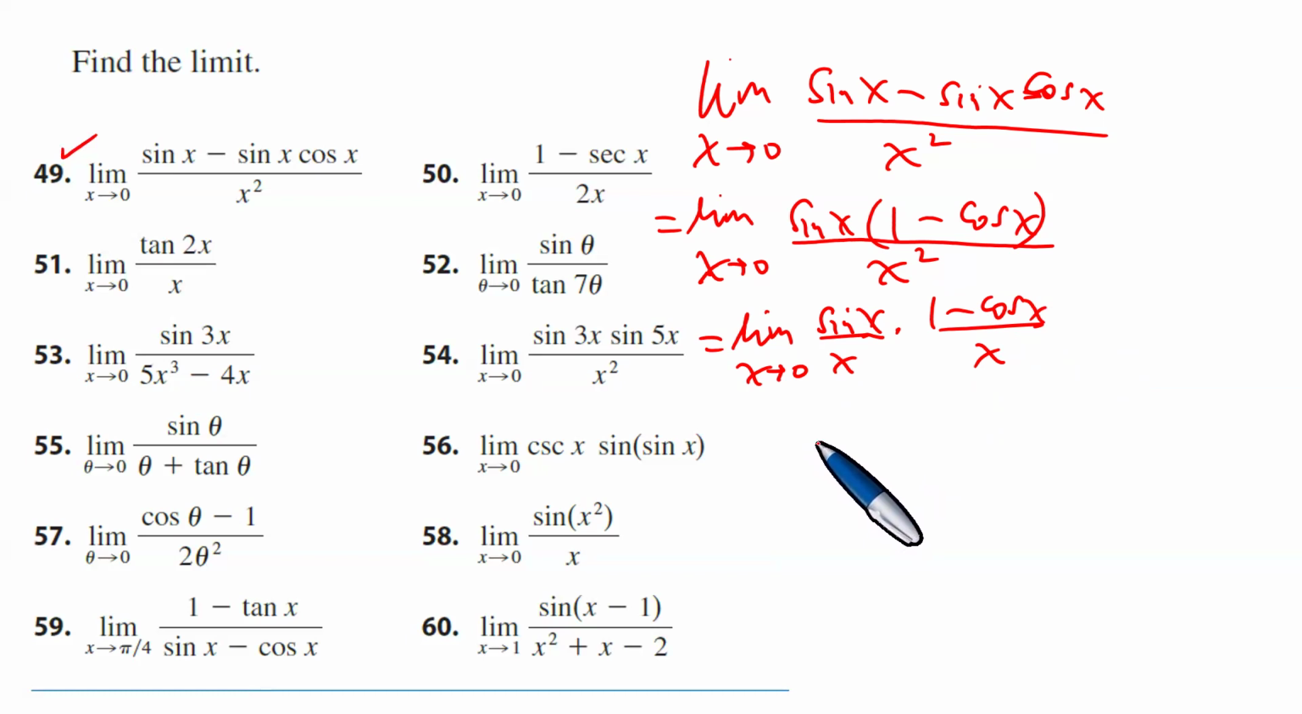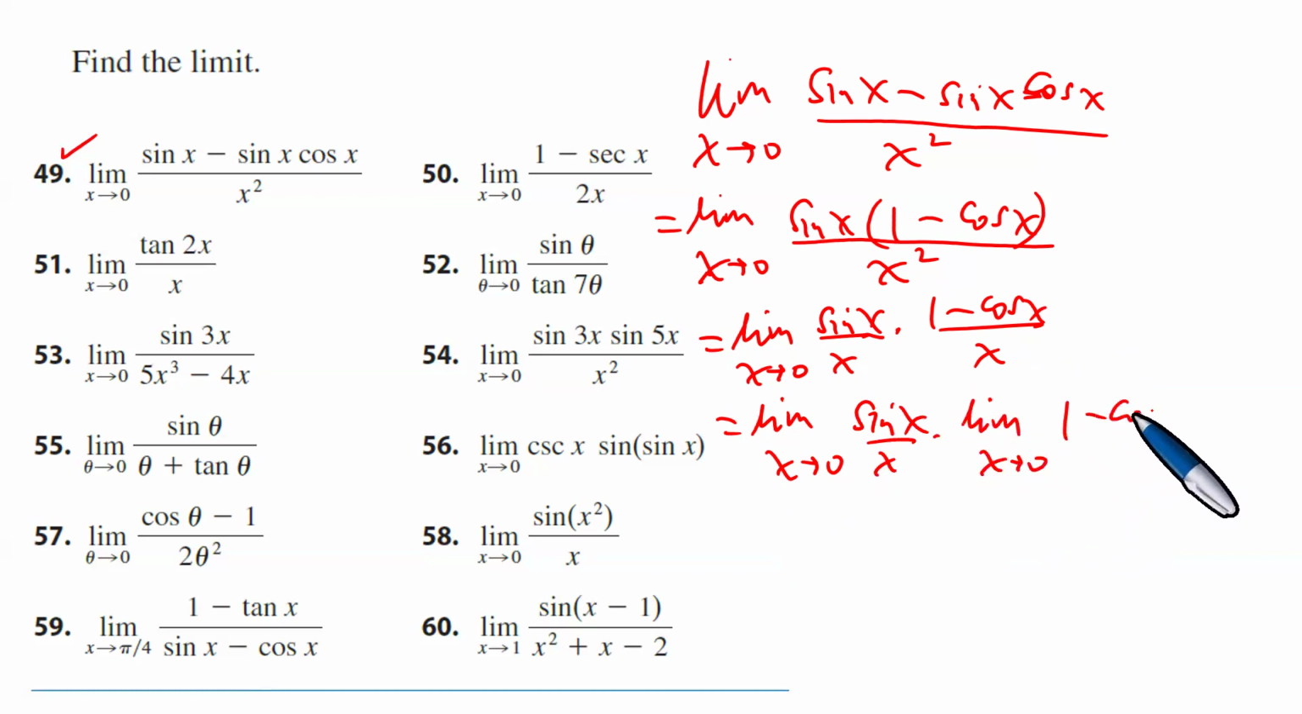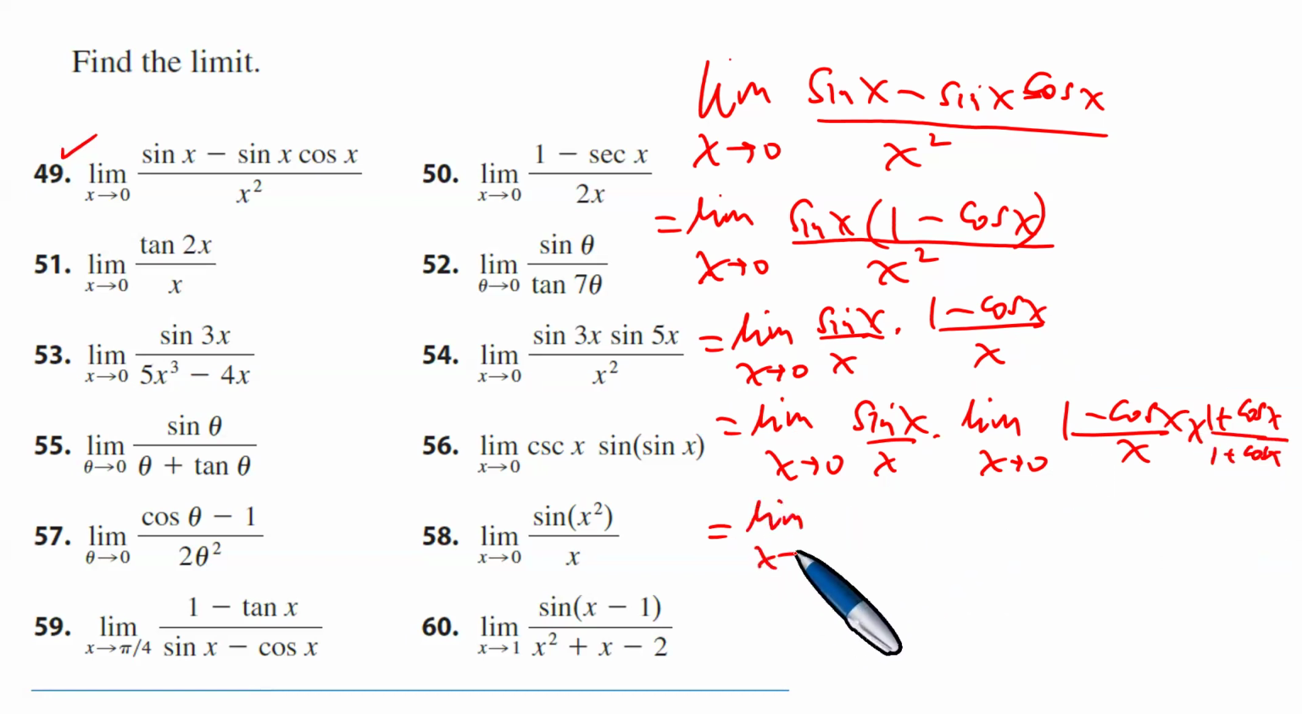At this point we want to do this very carefully. We can split this limit and have the limit as x approaches 0 of sine x over x, and the limit as x approaches 0 of (1 minus cosine x) divided by x. Then we multiply by (1 plus cosine x) over (1 plus cosine x). This one we sort of rationalized here.